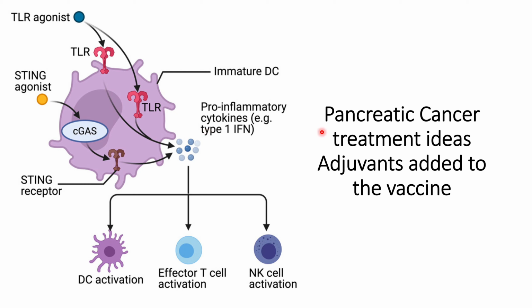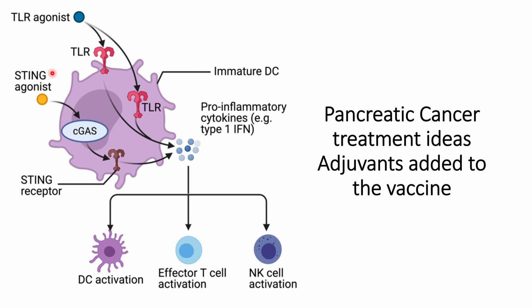In this video, we will discuss pancreatic cancer treatment ideas. One of the ideas shown in this figure is about the adjuvants that are usually added to the vaccines to increase the immune efficiency against the tumor cells. The adjuvants that this figure talks about are the TLR agonist and the STING agonist.